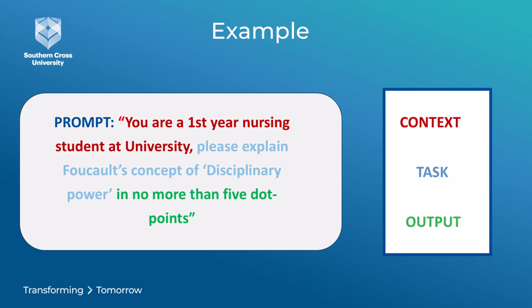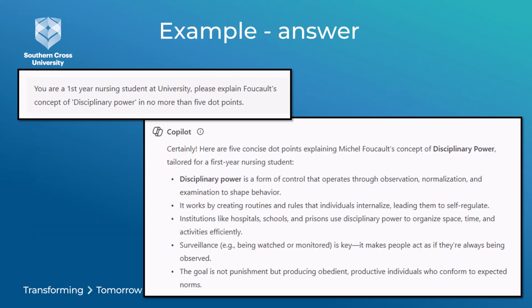You can see in this example that we've created a prompt with the 3 steps. First of all, the context is that we are a first-year nursing student at university. The task is that we want a concept explained, and our output is that we want it in no more than 5 dot points. Here you can see we've put our prompt into Copilot and it has performed the task for us in 5 dot points. This example shows that you don't need a long prompt to have an effective prompt, and if you give the AI tool enough information, it should complete the activity for you.